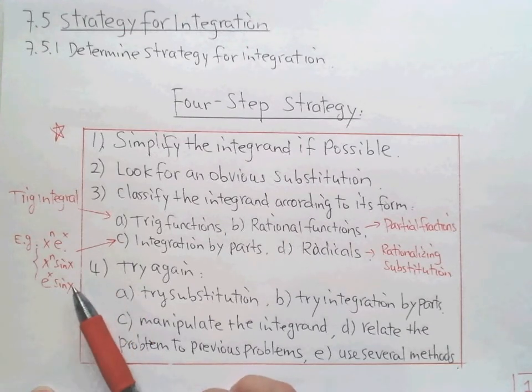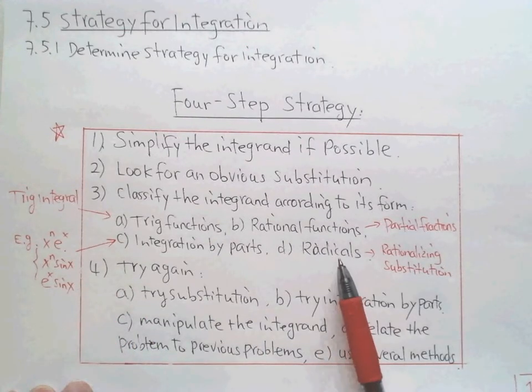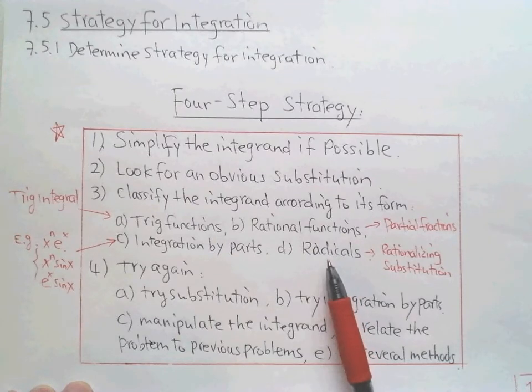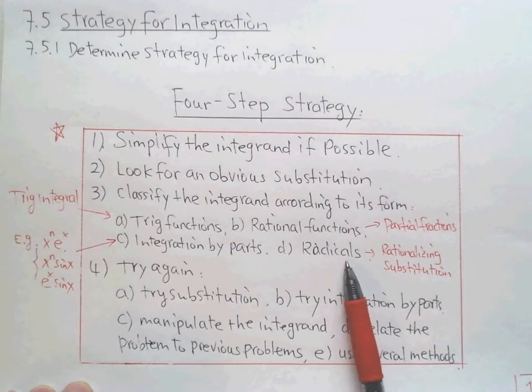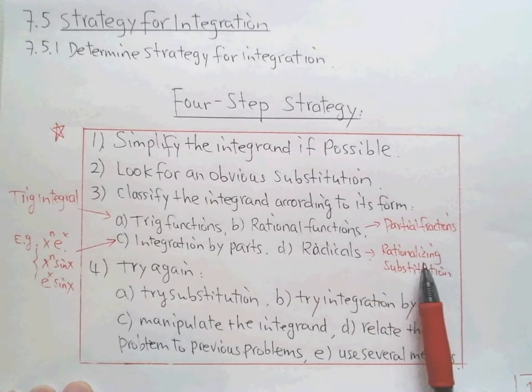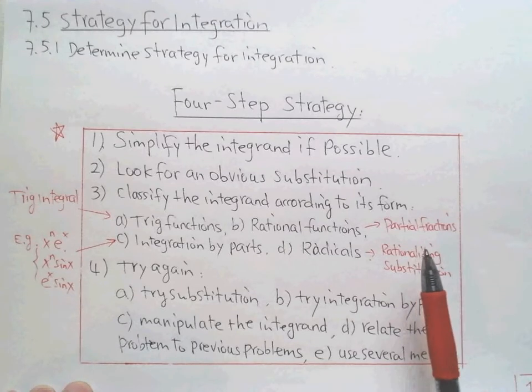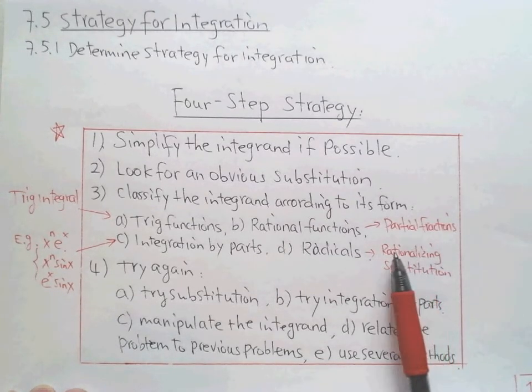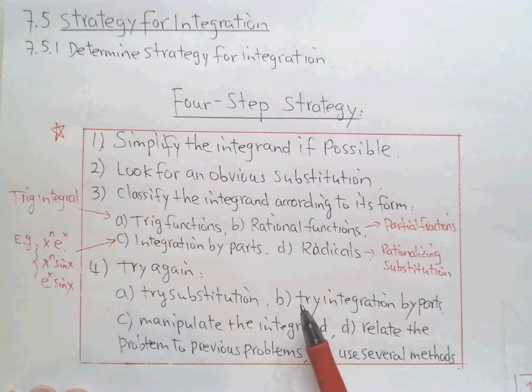Remember this? Another type: if the integrand is a radical, what does that mean? A radical is like a square root or an nth root of something. Usually we have this method, rationalizing substitution. We substitute the whole radical first, and then we get a rational function. Then we use partial fractions. This is the basic type, right?